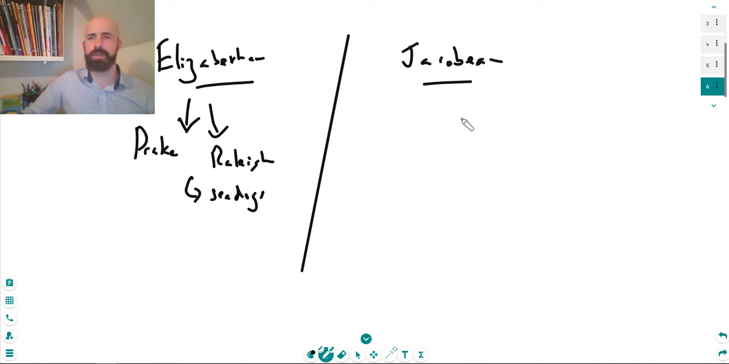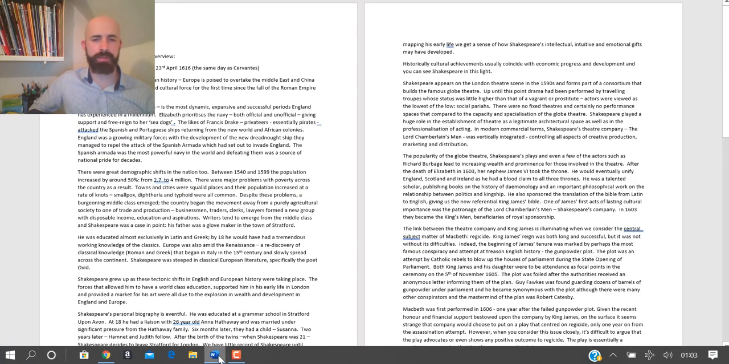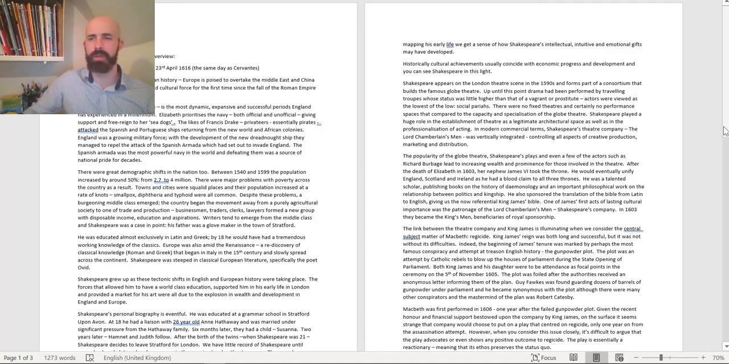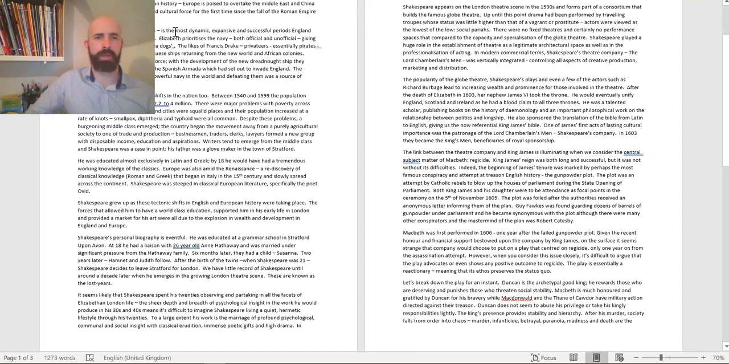Now, that's not to say that it was without its issues, and it certainly was definitely at the level of the average person living in England. So this is a piece of text I wrote, just my own notes on this for my classes. I think this is a nice summary here. So the Elizabethan era from 1558 to 1603 is the most dynamic, expansive and successful period England has experienced in a millennium. So prior to this, we've got over 1,000 years of not as much really going on.